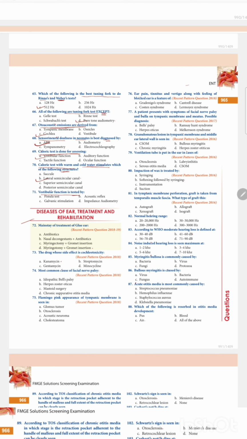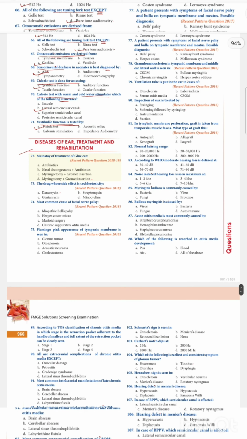Vestibular function is tested by which one? Fistula test, acoustic reflex, galvanic stimulation, impedance audiometry. Vestibular function is tested by the fistula test. Another topic started: diseases of the ear, treatment and rehabilitation.